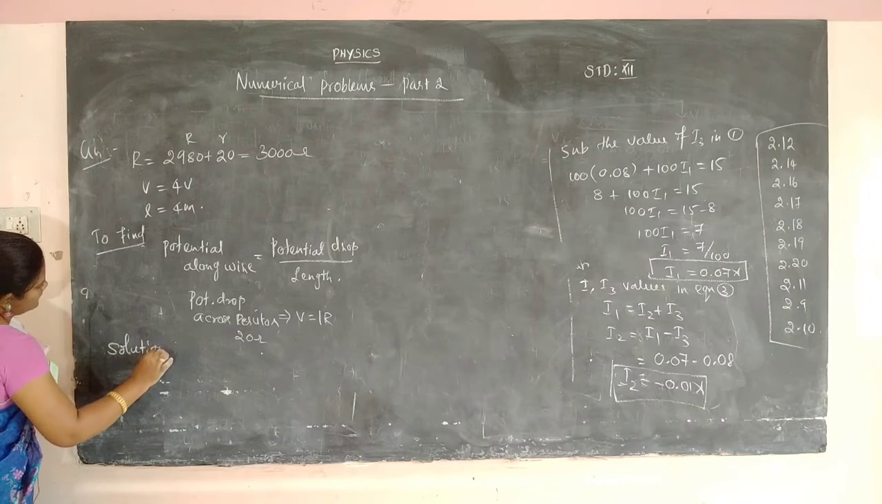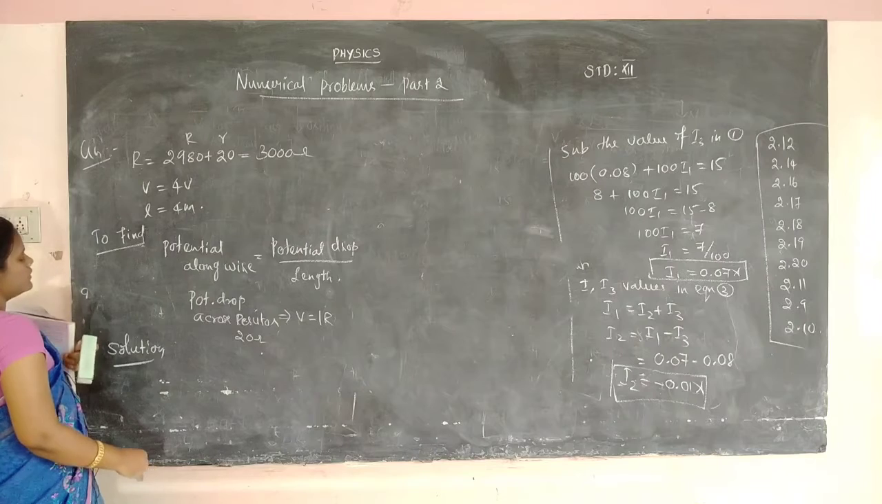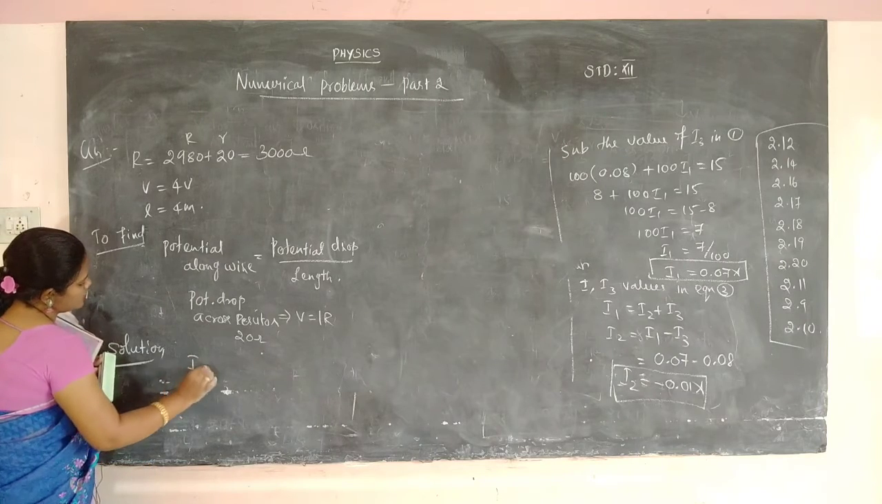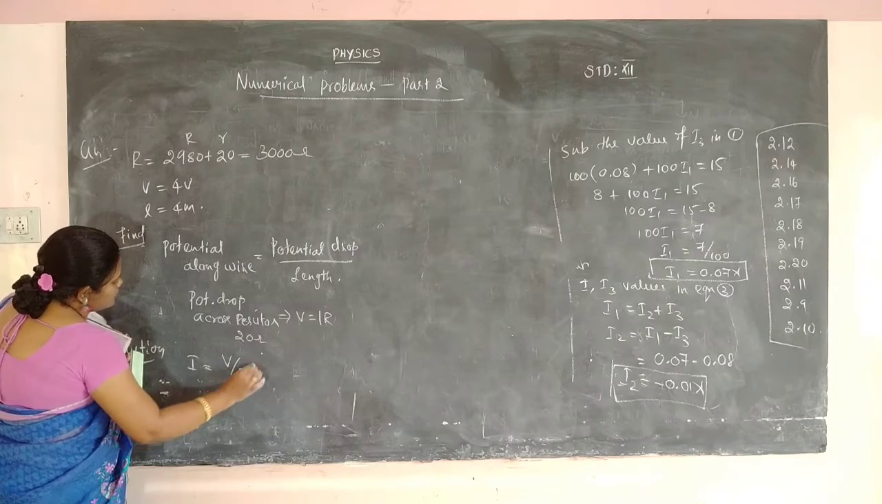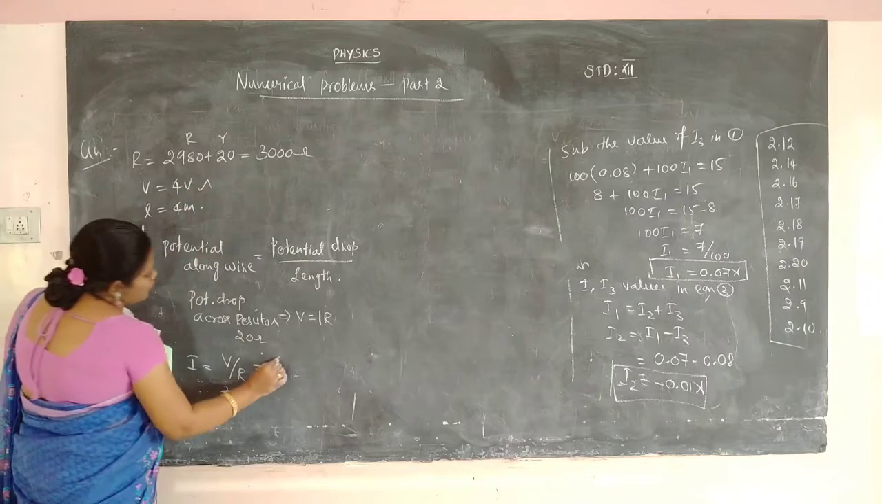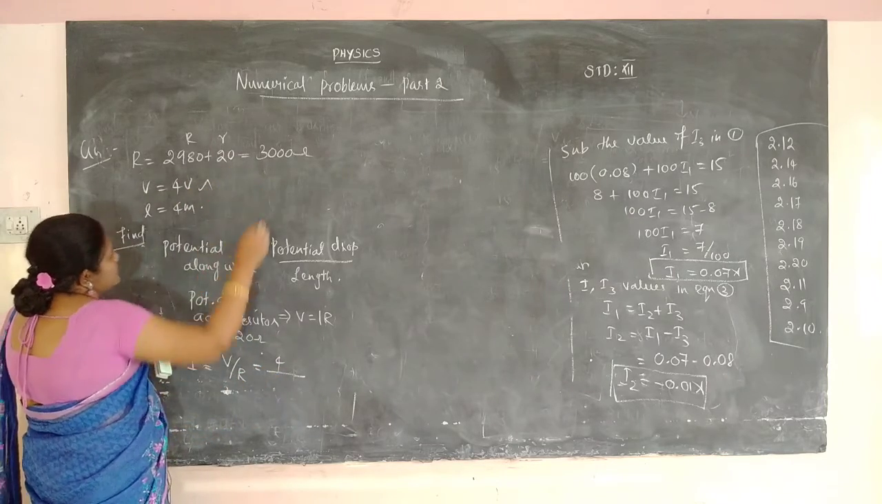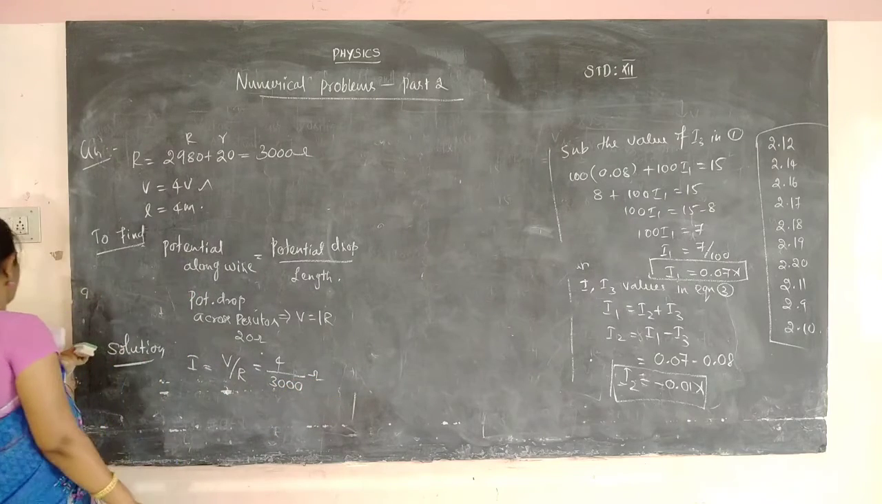First we want to calculate the current. Current I is equal to, what's the formula? Current is equal to V by R. So substitute the V value, substitute the R value. V value is 4 volt. So 4 by R, the total resistance is 3000 ohm. So 4 by 3000. This is the current value.